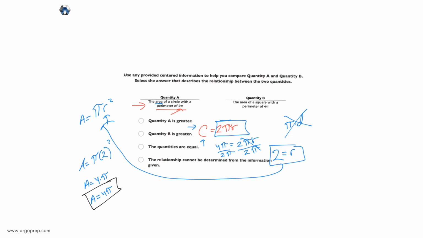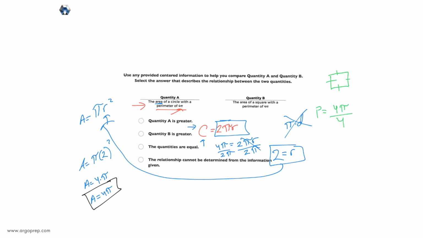And now I'm going to move on to quantity B. Quantity B over here states the area of a square with a perimeter of 4 pi. Notice we are dealing with a square. A square has some unique properties. All the lengths are the same, so are the angles. Now, if the perimeter of a square is 4 pi, so P is equal to 4 pi, what does that mean? In order to figure out just one side of the square, I have to divide that by 4, since all of my sides are equivalent.